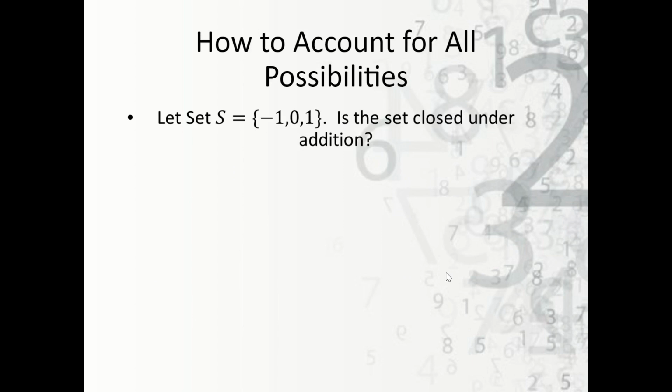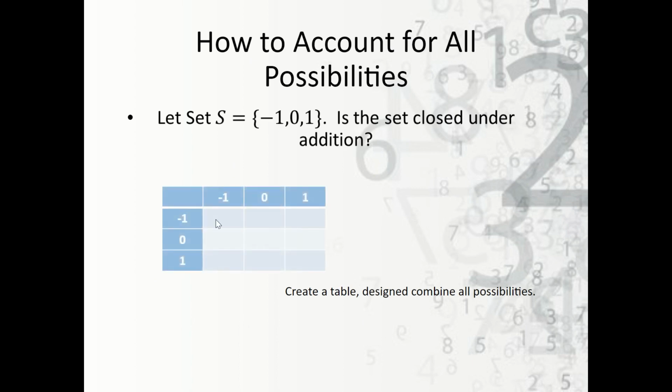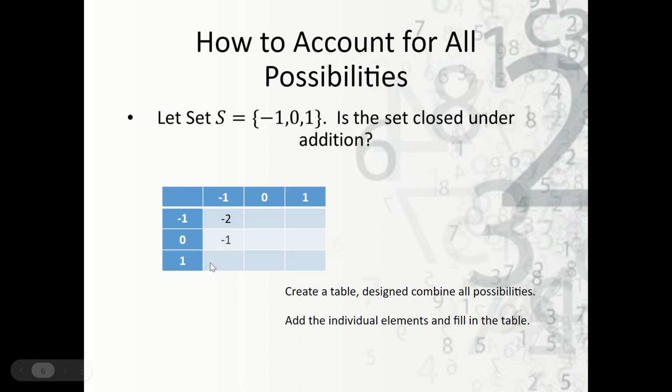So how do we account for all the possibilities? We're going to create a table designed to combine all the possibilities. So we have our table here, and then we're going to add up each of the values. Here we have -1 plus -1, which is -2. Then we have -1 plus 0, which is -1. We have -1 plus 1, which is 0.